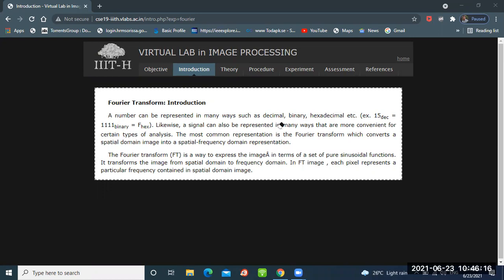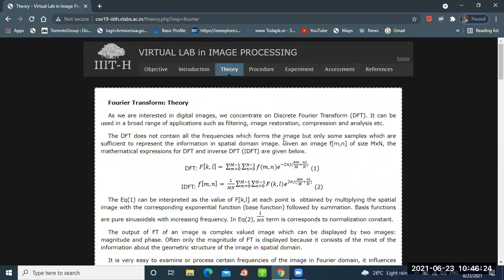Fine. So let's move on to the theory part. Let me quickly explain the theory part. As we are interested in digital images, we are only interested in signals which are discrete in nature. As we already discussed, digital images are stored as discrete signals. So we concentrate on the discrete Fourier transformation, that is DFT.